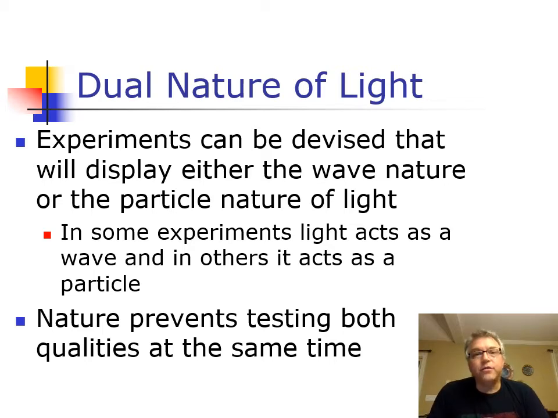What we can't do is design experiments that test both the wave and particle nature of light at the same time. If we design an experiment to test the wave nature of light, it's going to behave like a wave and not like a particle. If we design an experiment to test the particle nature of light, it's going to behave like a particle and not like a wave. So we can't test both of those things at the same time, but we can test them independently, and we've done many experiments that do just that.